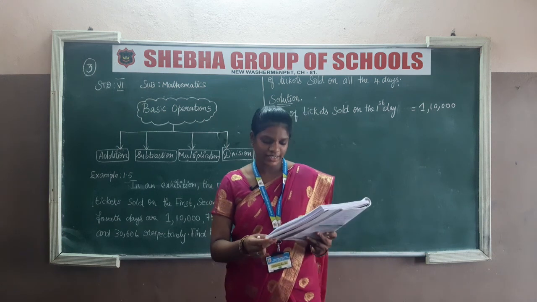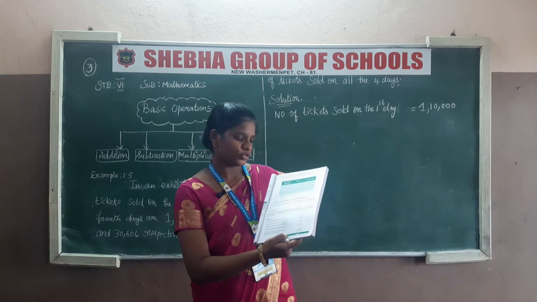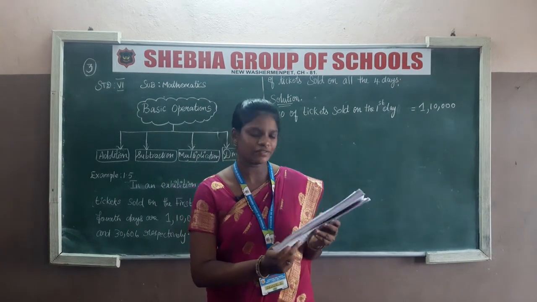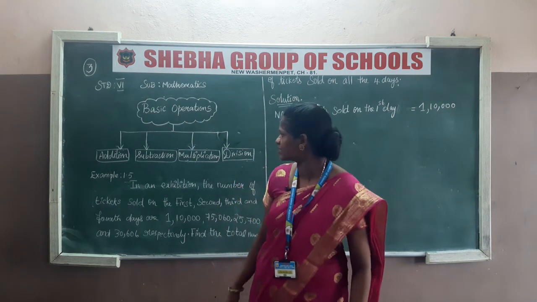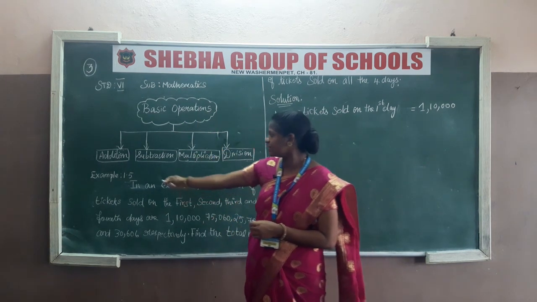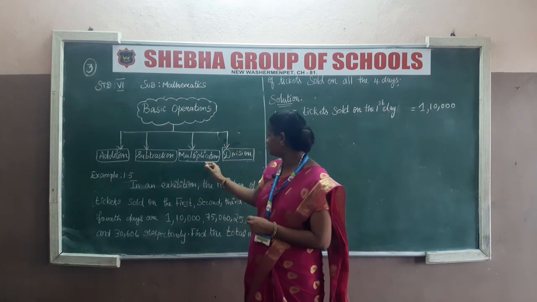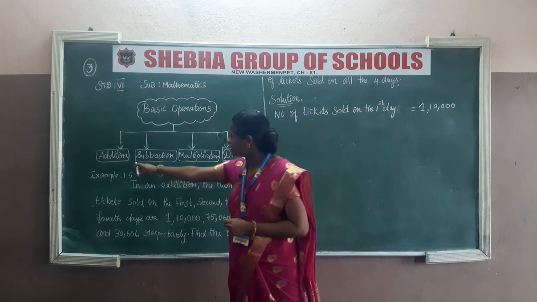So we see the exercise on page number 19, use of large numbers in daily life situations. We know how to apply the 4 operations on numbers. Okay, so basic operations: addition, subtraction, multiplication and division. We know all. Okay, then addition.